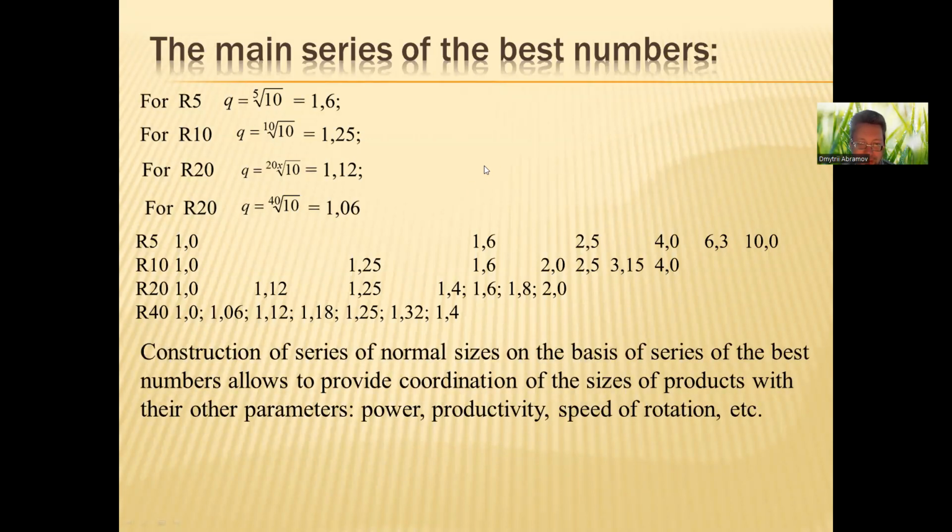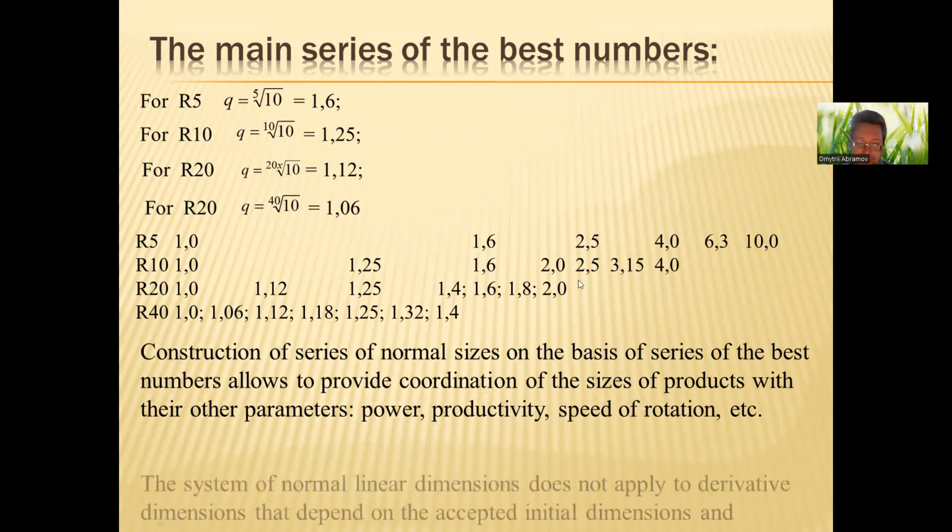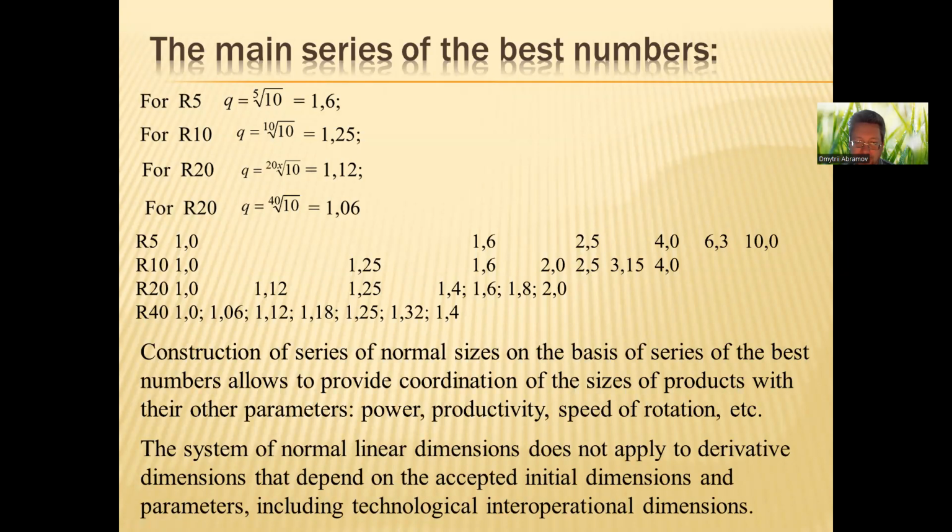Construction of series of normal sizes on the basis of series of preferred numbers allows coordination of the sizes of products with their other parameters, with power, productivity, speed of rotation, etc. The system of normal linear dimensions does not apply to derivative dimensions that depend on the accepted initial dimension and parameters, including technological interoperational dimensions.